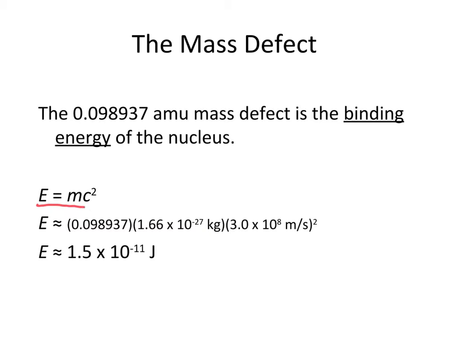Again, we'll use Einstein's equation. We'll substitute in our values, and we get 1.5 times 10 to the minus 11 joules, which is a very, very small amount of energy. Not surprising, the nucleus of an atom is extremely small compared to the mass of a 52 kilogram person.